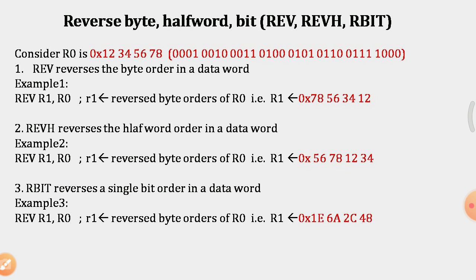Then the second one is also similar, but here a half word is going to be swapped. That is, reverse half word, REVH, reverses the half word order in a data word. Example 2 is REVH, it should be REVH, R1, R0. So here R1 reversed byte orders of R0. It should not be a reverse byte order, it is a half word order.